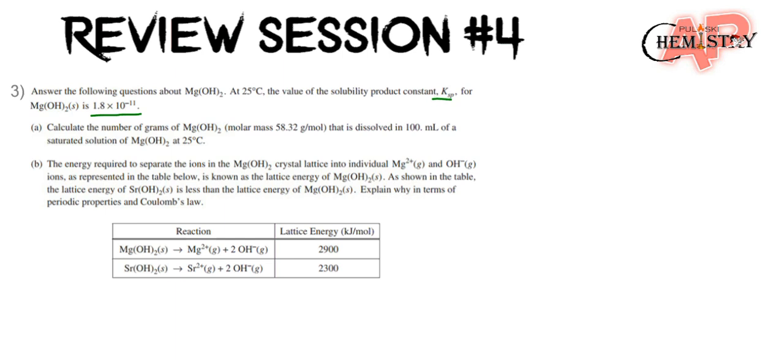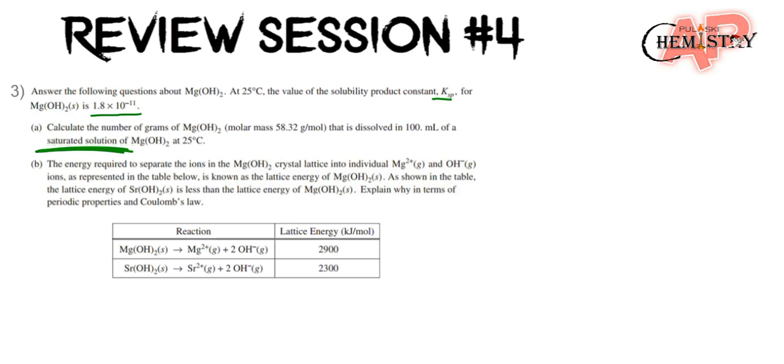It says, A, calculate the number of grams. They give me a molar mass. So whenever I see that, I'm thinking I'm probably going to be converting somehow, some way. That is dissolved in 100 mL of a saturated solution of Mg(OH)2. Okay. They give you nothing else.